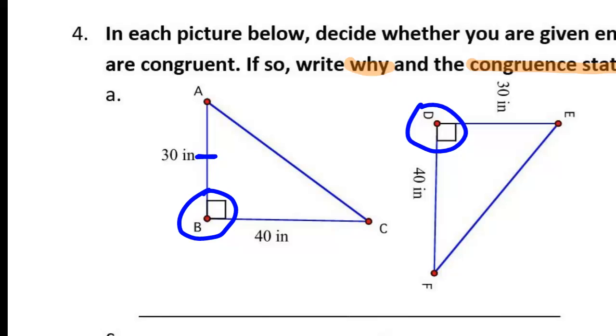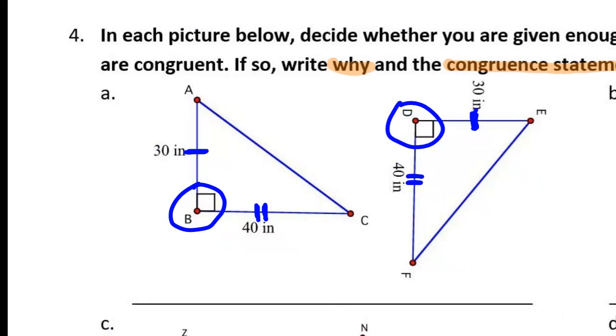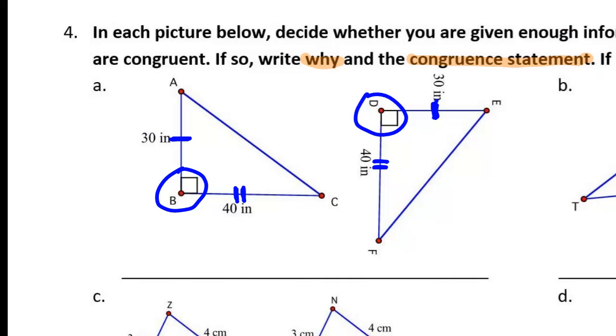Yes, we have a 30-inch side here on this first triangle and a corresponding 30-inch side on the other triangle. On the first triangle on the bottom, I have a 40-inch side, and on the other triangle, there's a corresponding 40-inch side. So I'm going to mark these things as congruent between the two triangles. And now I'm going to try to figure out whether this is one of those 5 reasons we can use.